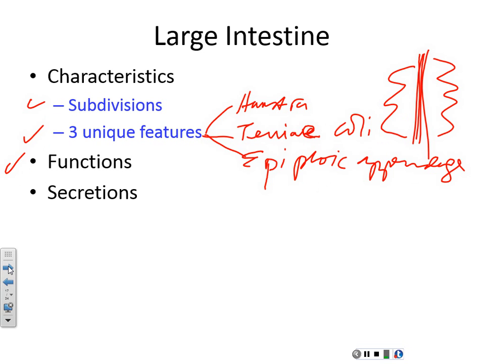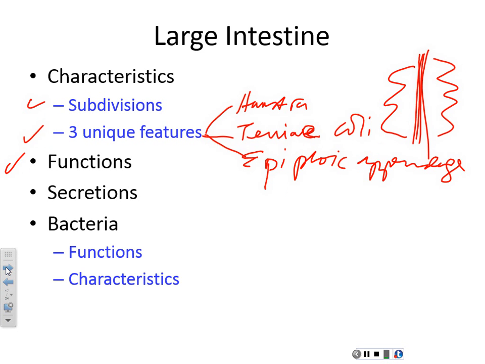All right. You know the functions of the large intestine, right? What is the function? Yeah, water absorption is the main function of that, and then of course the excretion of waste, right? Those are two main functions. And then we know about the bacteria, which is in there. So the bacteria really has a whole bunch of functions. What are some of the functions of the bacteria in the large intestine, in the colon?